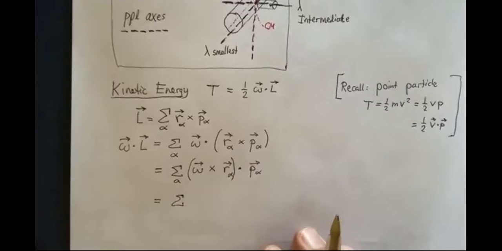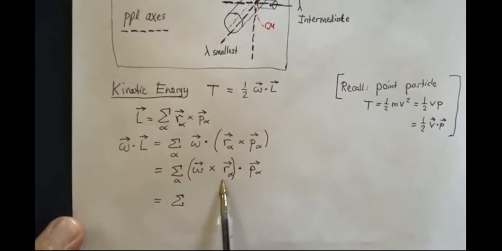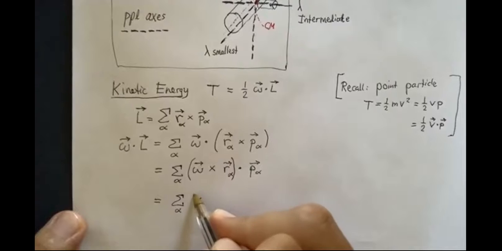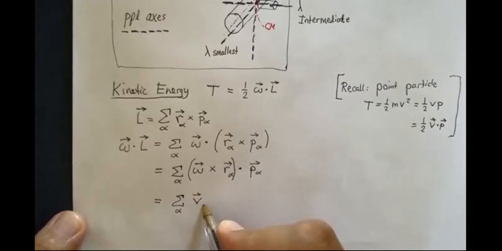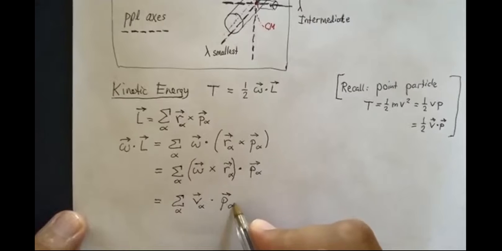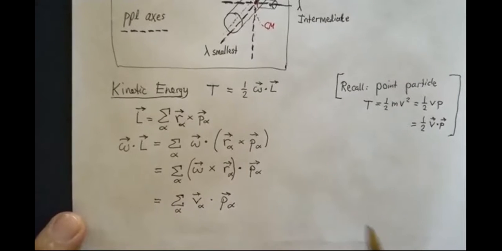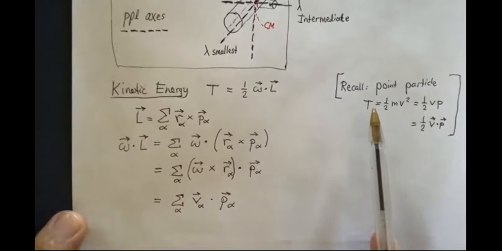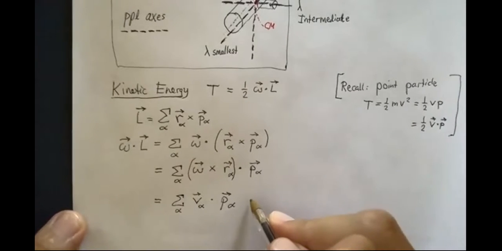Okay, so now there's a useful relation. Omega cross the position, that's the velocity. So this is the velocity of that particle dotted into the momentum. Okay, and we just investigated that one. That's twice the kinetic energy of the particle. Okay, so this is equal to 2T.